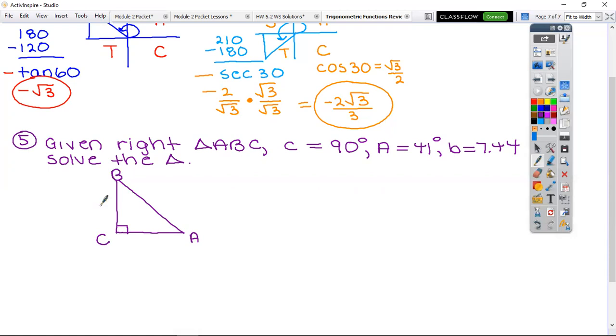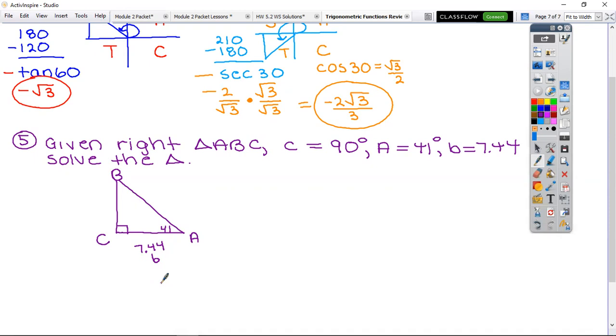And I know A is going to be 41 degrees. So that goes right there. And I also know that little b is 7.44. So little b is across from angle B. So I go across, and this is 7.44. And that is little b.